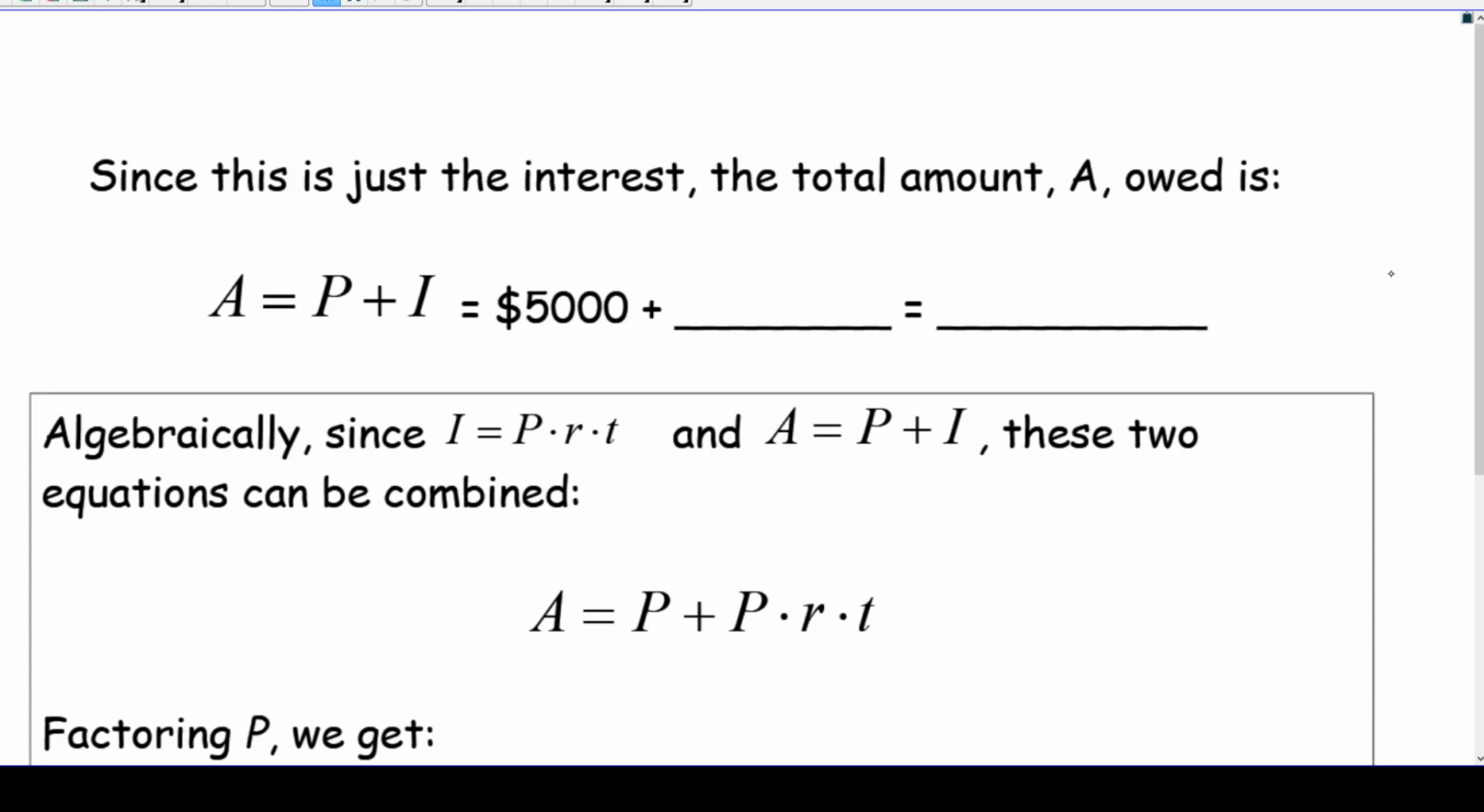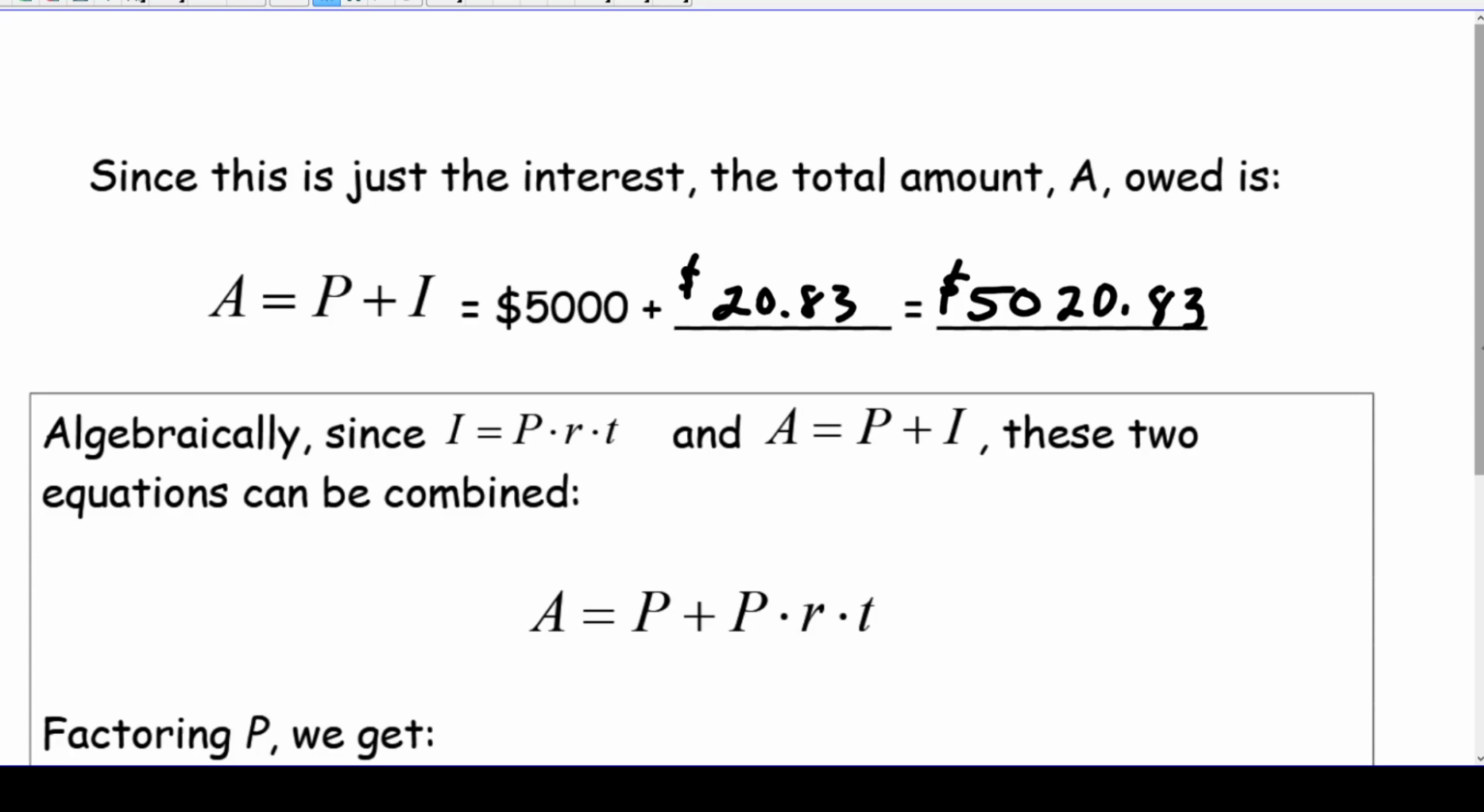Since this is just the interest, we could then calculate what the total amount owing is, and the total amount is A. A is equal to P plus I. Your principal was $5,000. Your interest is $20.83. And therefore, after 1 month, oops, I was right there, you owe $5,020.83. You just add those two together.